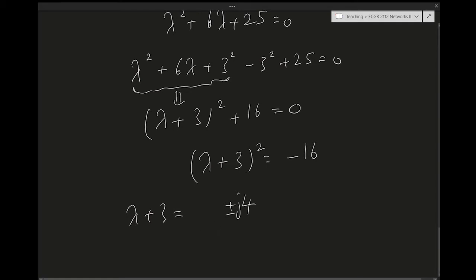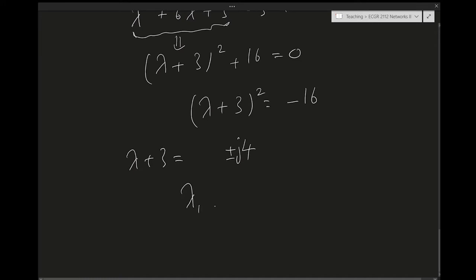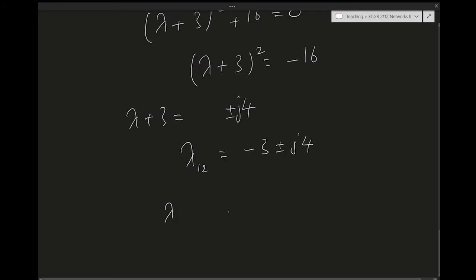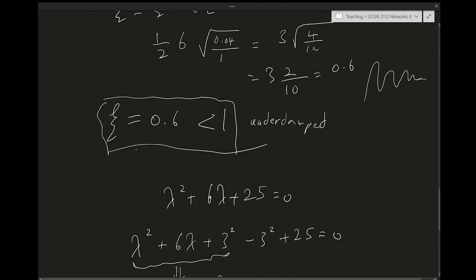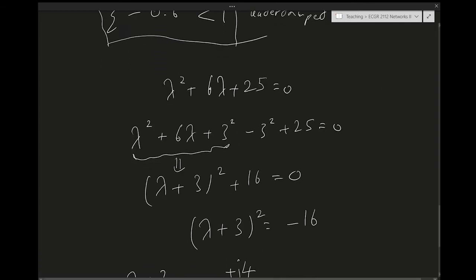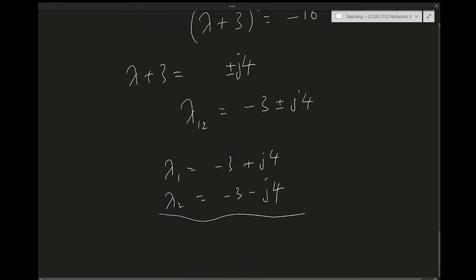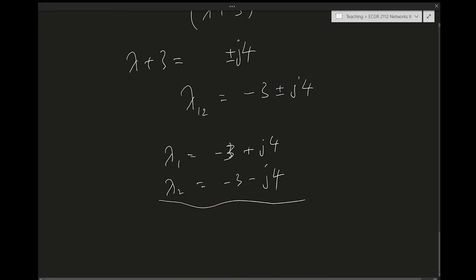And then that tells me that lambda 1 and 2 are equal to minus 3 plus minus J4. So lambda 1 is going to be minus 3 plus J4. Lambda 2 equals minus 3 minus J4. Okay. So as I expected, because zeta is less than 1, the characteristic equation has roots that are complex and conjugate.